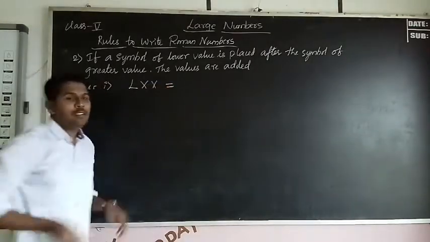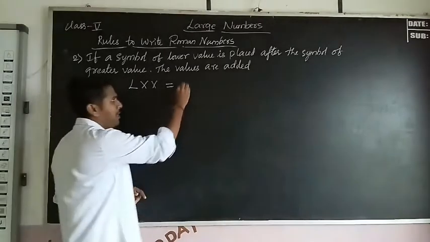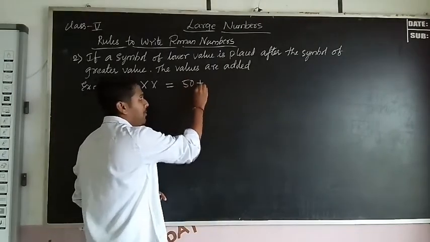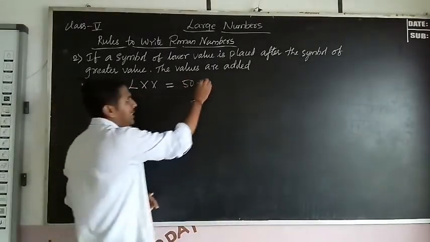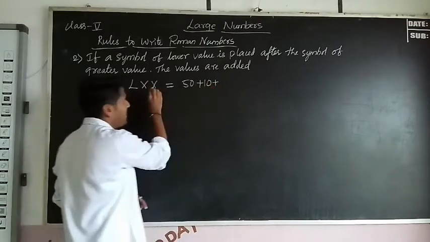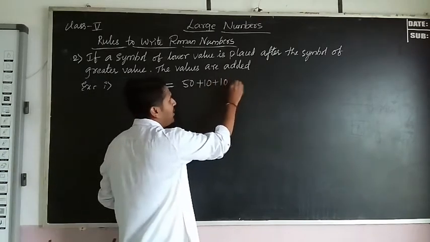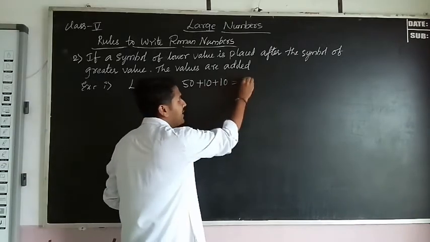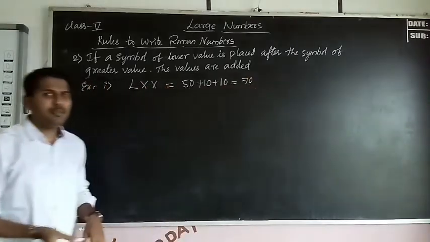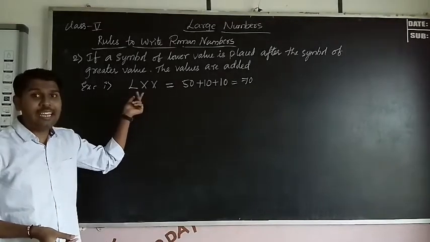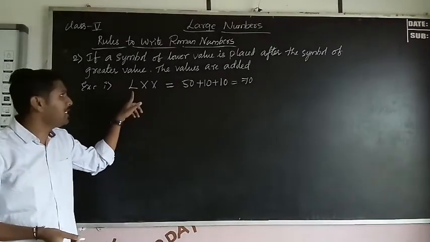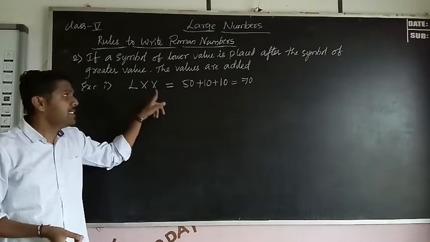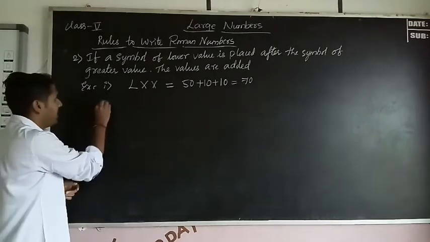So the L value is 50, plus X means 10, again X means 10. What will be the answer? 50 plus 10 is 60, 60 plus 10 is 70. So you can write 70 as LXX, because L is 50, then 60, 70. Okay, take another example.